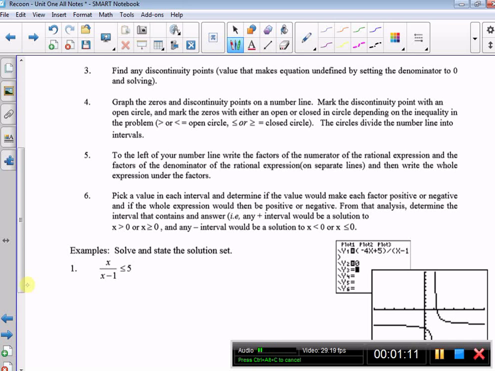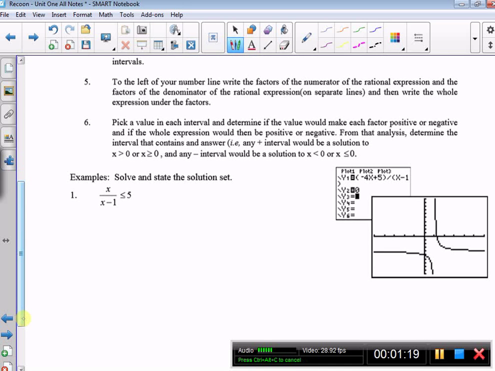So, number 1, I'm going to subtract 5 from both sides. So I'd have x over x minus 1 minus 5 over 1 is less than or equal to 0. So I'm subtracting 5 from both sides. Then I'm going to say, all right, I want to combine the left-hand side, so I need a common denominator. So my common denominator looks like it's going to be x minus 1.